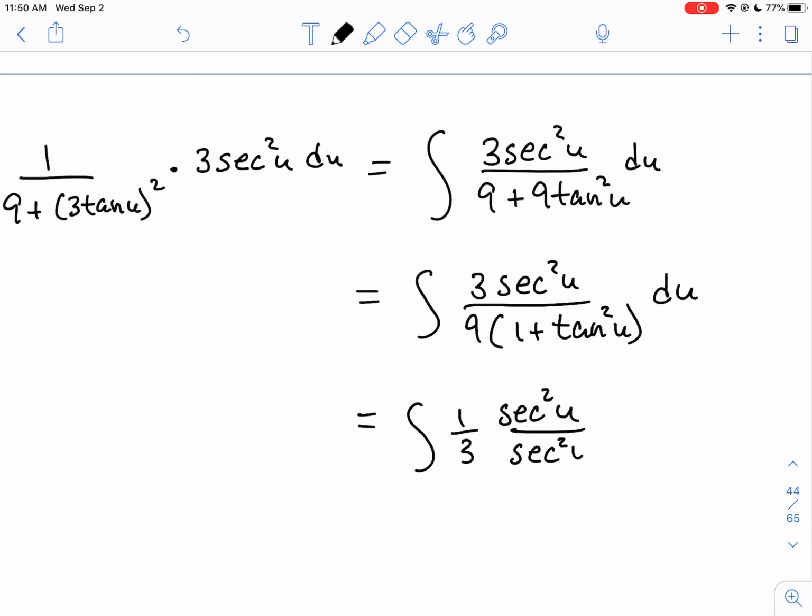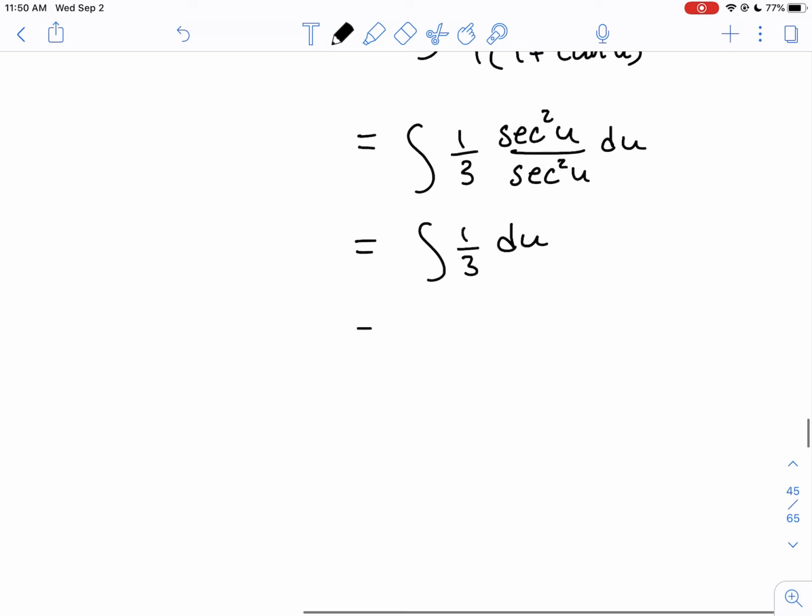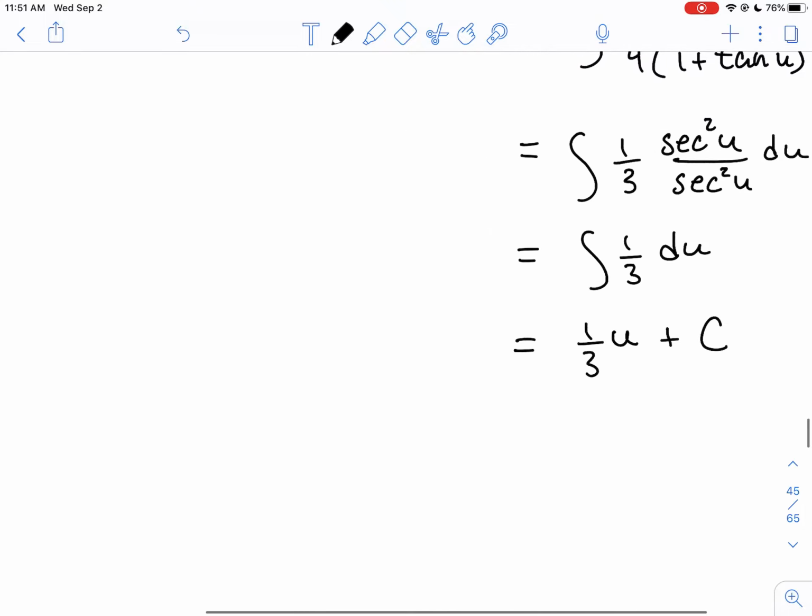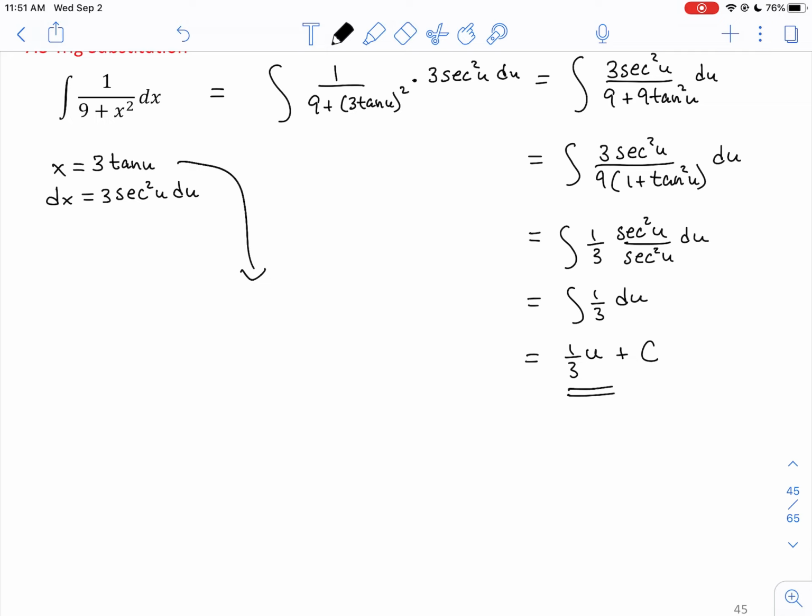It's going to get to the point where all the trig cancels, which gives me 1/3 of u as the antiderivative. Make sure you don't say 1/3 of x plus c. And now all we have to do is a back substitution. Notice there's no trig of u. There's no sine of u, tangent of u. So I'm not going to bother doing a reference triangle.